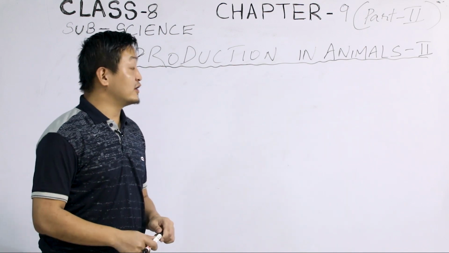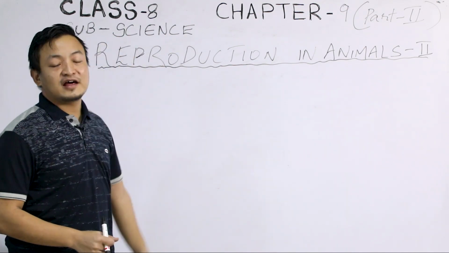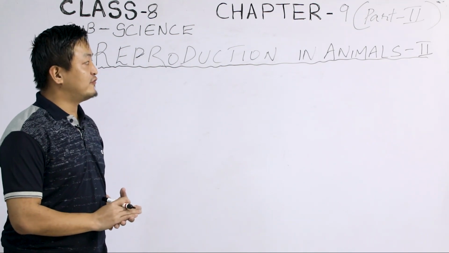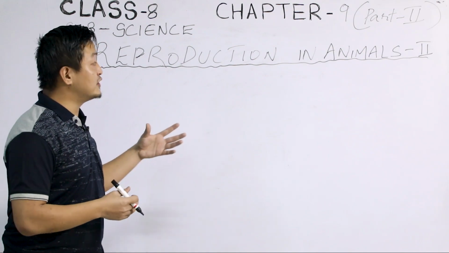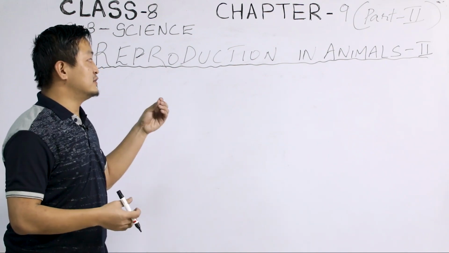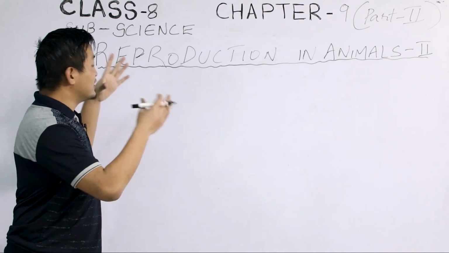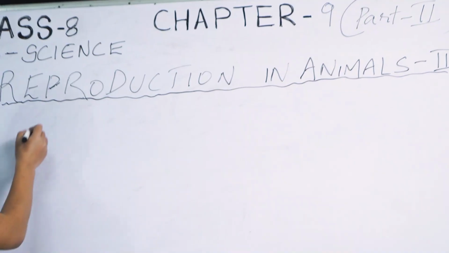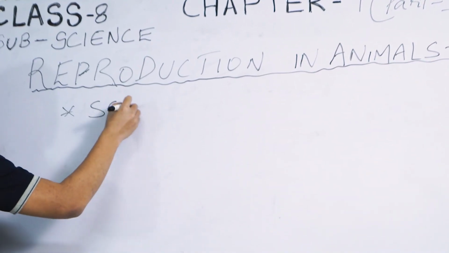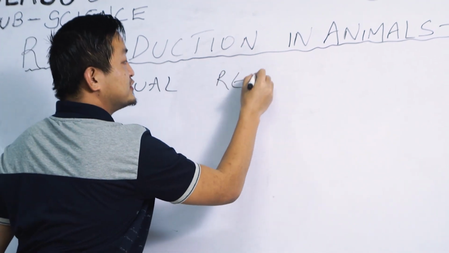So, today we will continue with chapter 9, reproduction in animals. We have finished the first part, and today we will continue with sexual reproduction. In organisms, we have two modes of reproduction, that is the sexual mode and the asexual mode.